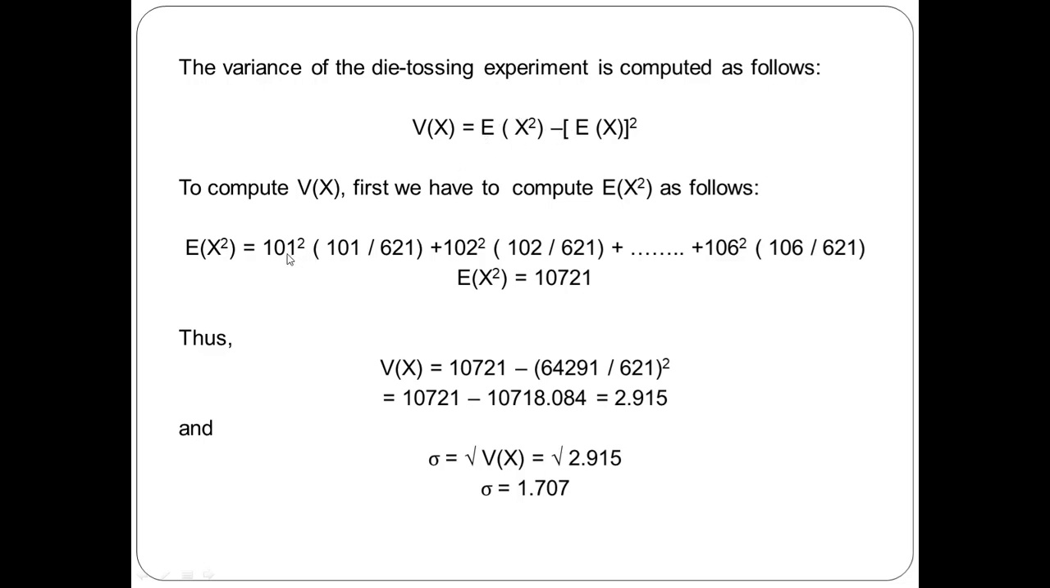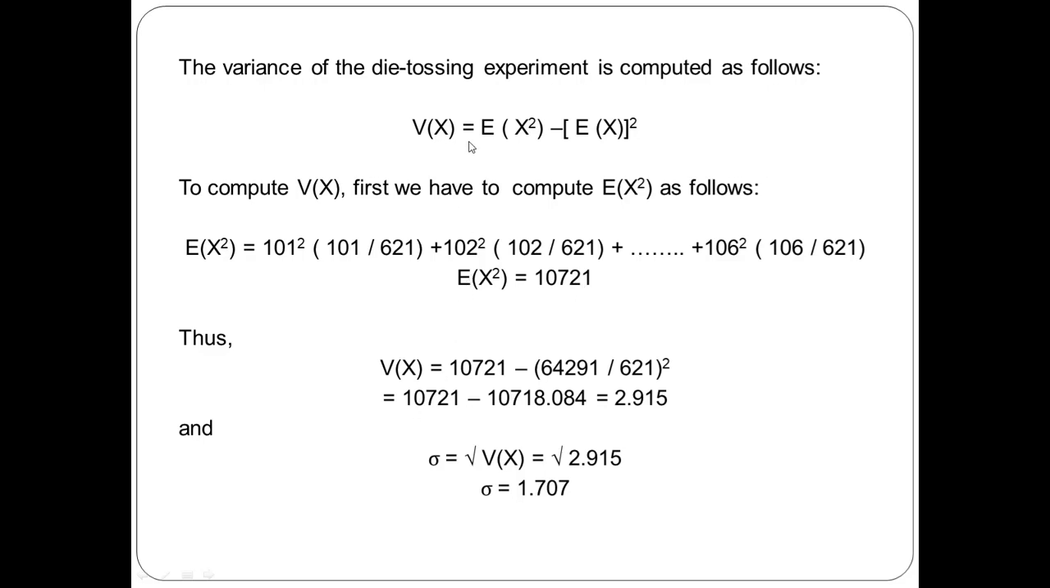To calculate the variance, again we have to calculate e of x square. For e of x square we will take the square of x value and multiply it with the probability of x. 101 square into 101/621, 102 square into 102/621 and so on. So we will get the value of e of x square is equals to 10721.